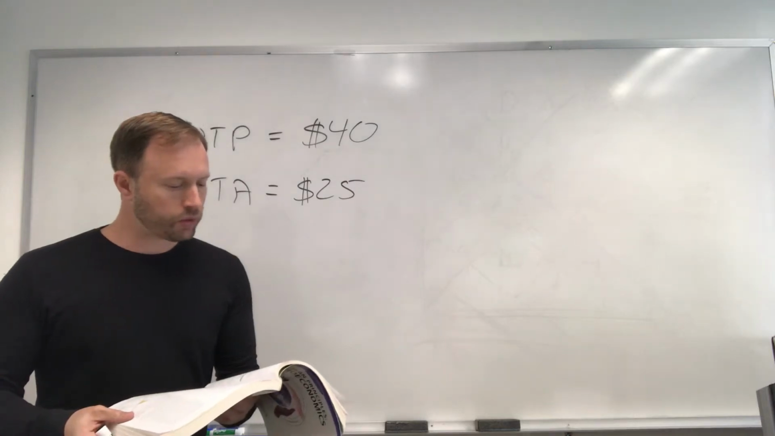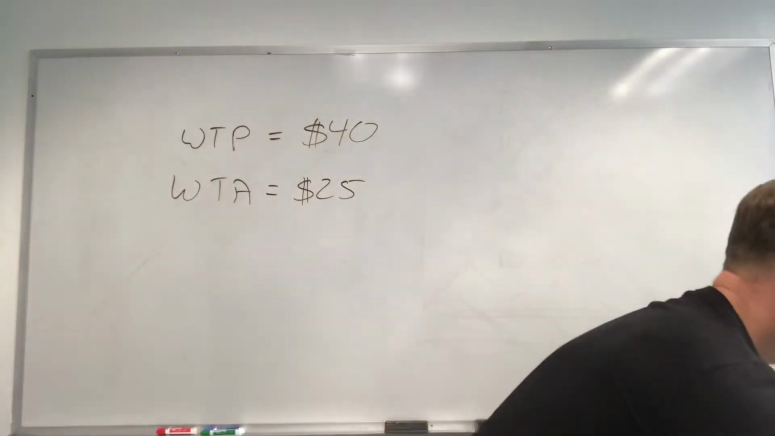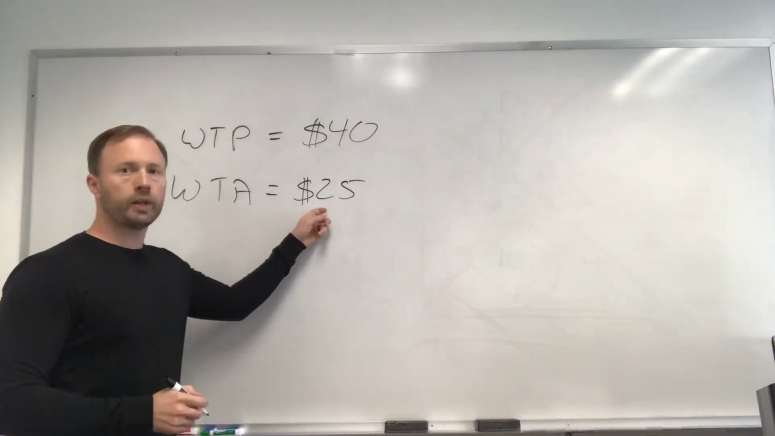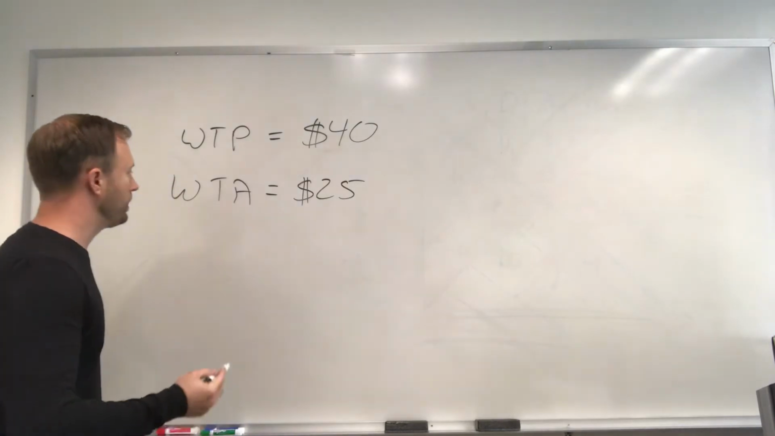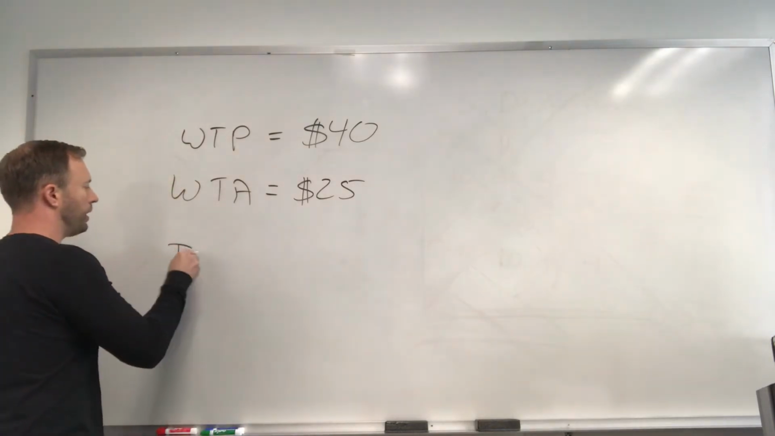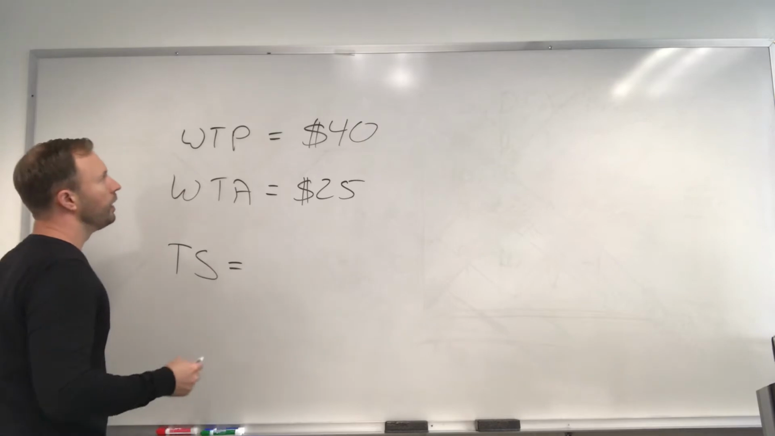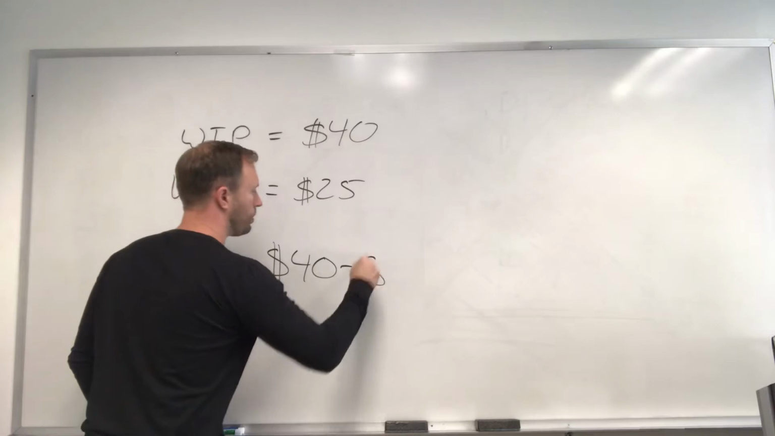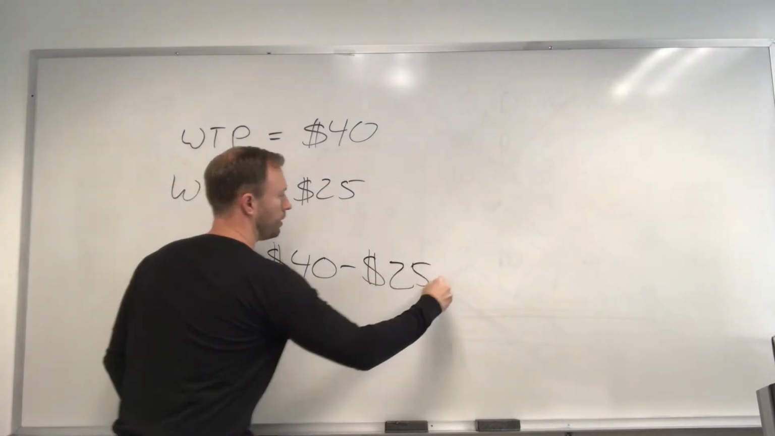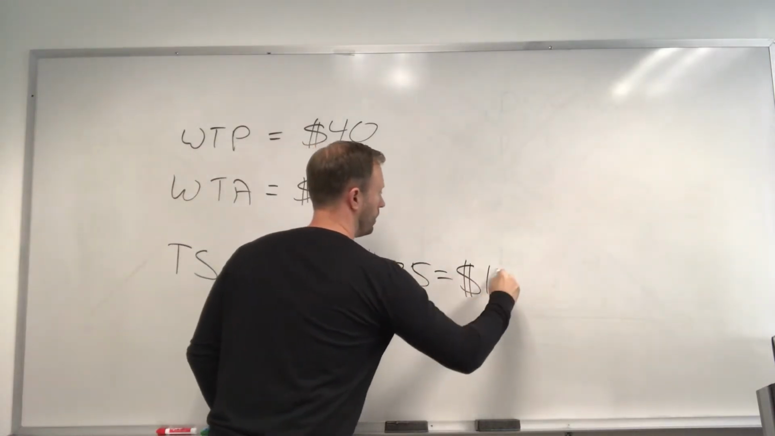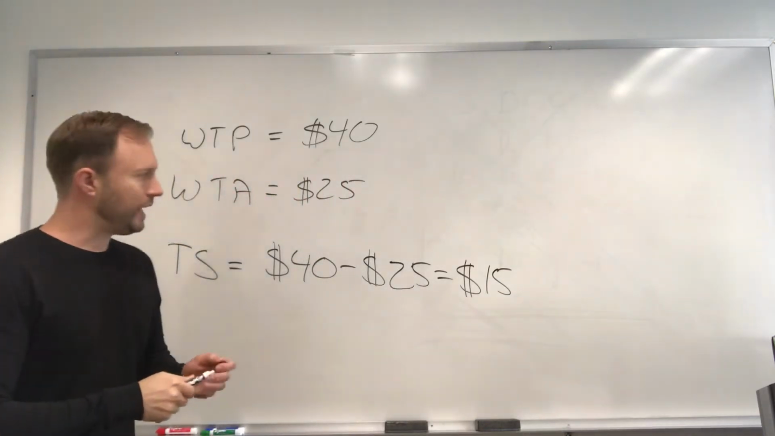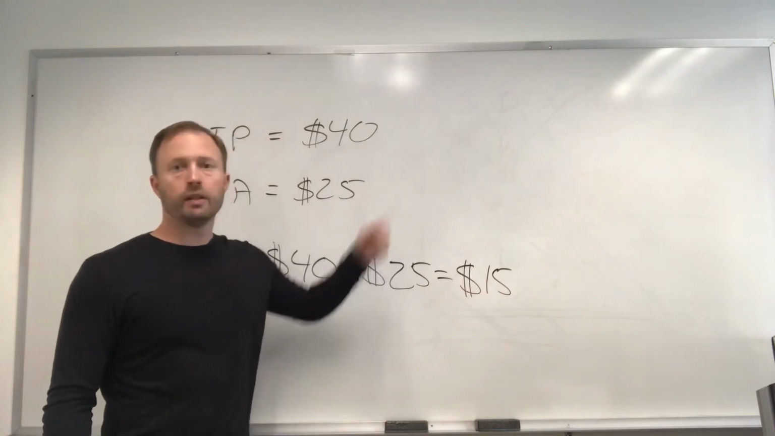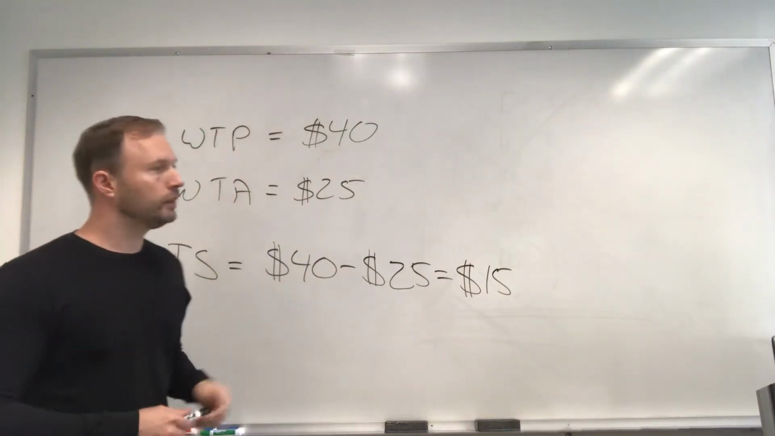Now, how much total surplus would there be? Well, that's going to be the difference between the lowest price that Juan would accept and the highest price that Maria would be willing to pay. So the total available surplus, or we'll call it the TS, for total surplus, would be $40 minus $25, which is equal to $15. So that's the amount of surplus that is available. It's going to be split between them depending on the price that they end up agreeing to.